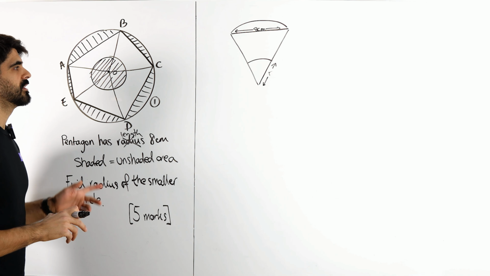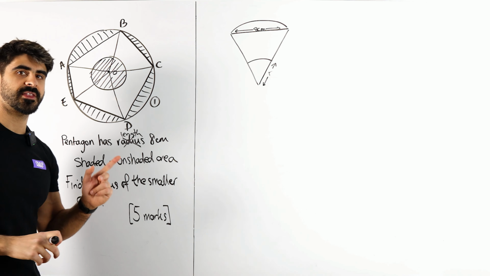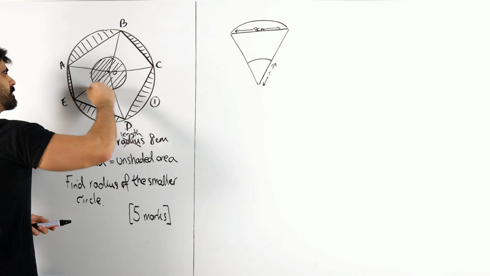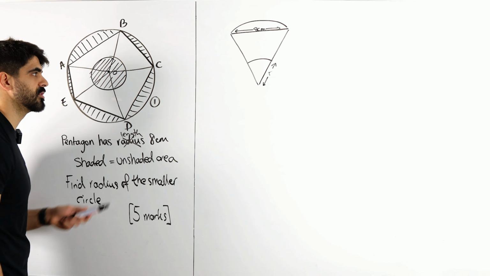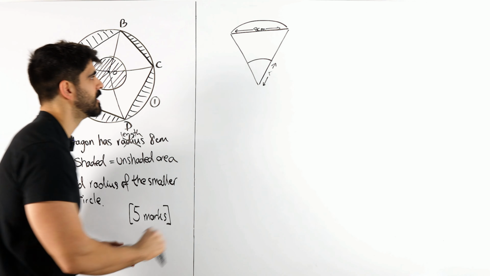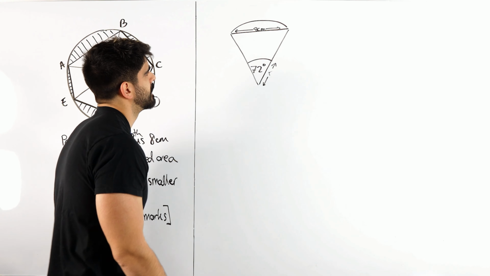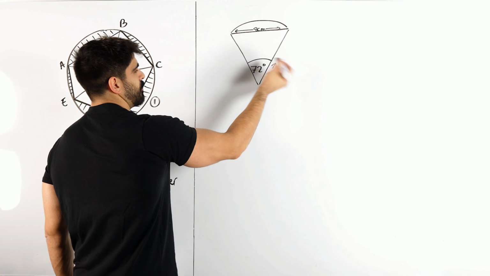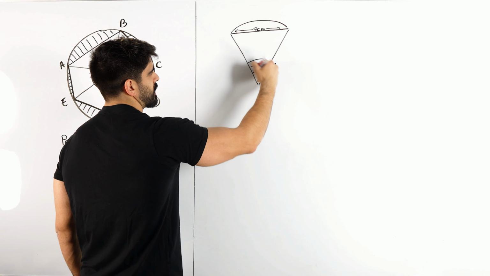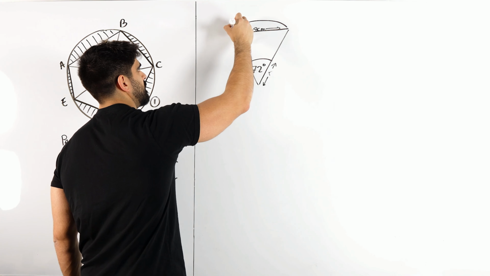Well, we're missing the angle at the center, but we can easily work that out because we have split up a full circle into 5 separate parts. So you're doing 360 divided by 5, which is 72 degrees. All right. Now remember, I've written 72 there, but we're trying to work out this shaded area as well. Okay, so we have this shaded bit.